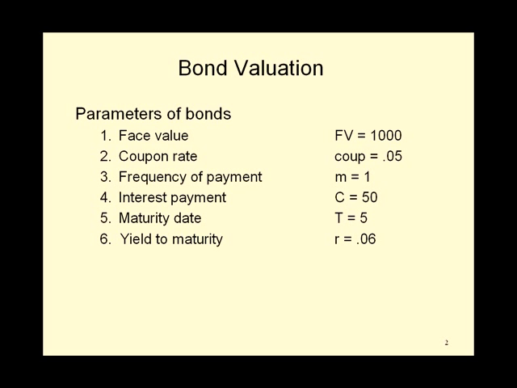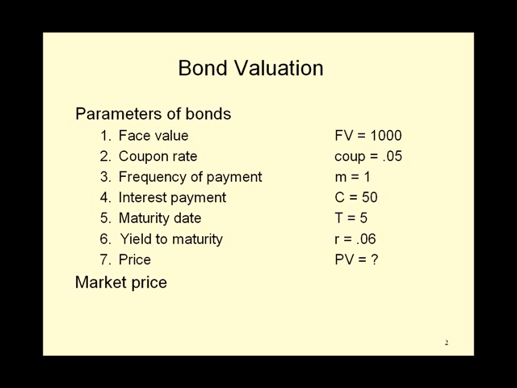The sixth parameter is yield to maturity. Yield to maturity indicates the actual rate of interest that any particular bondholder will earn on the bond. It's determined by prevailing interest rates in the market as well as the relative riskiness of the borrowing company. The final parameter of bonds is the price of the bond, which is the one we're after. The price of the bond is determined by a present value calculation.